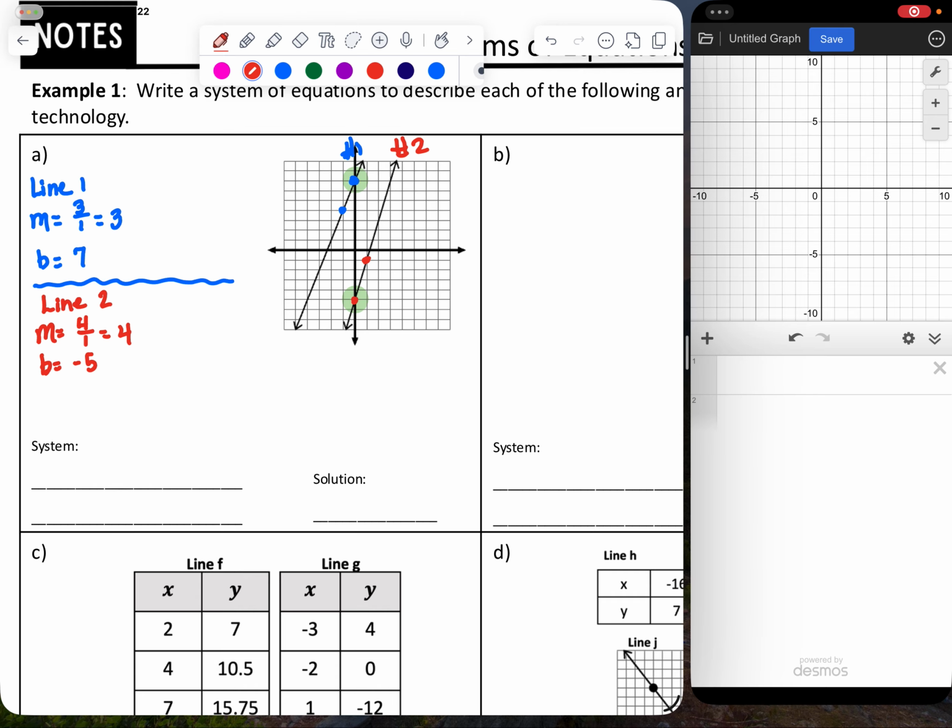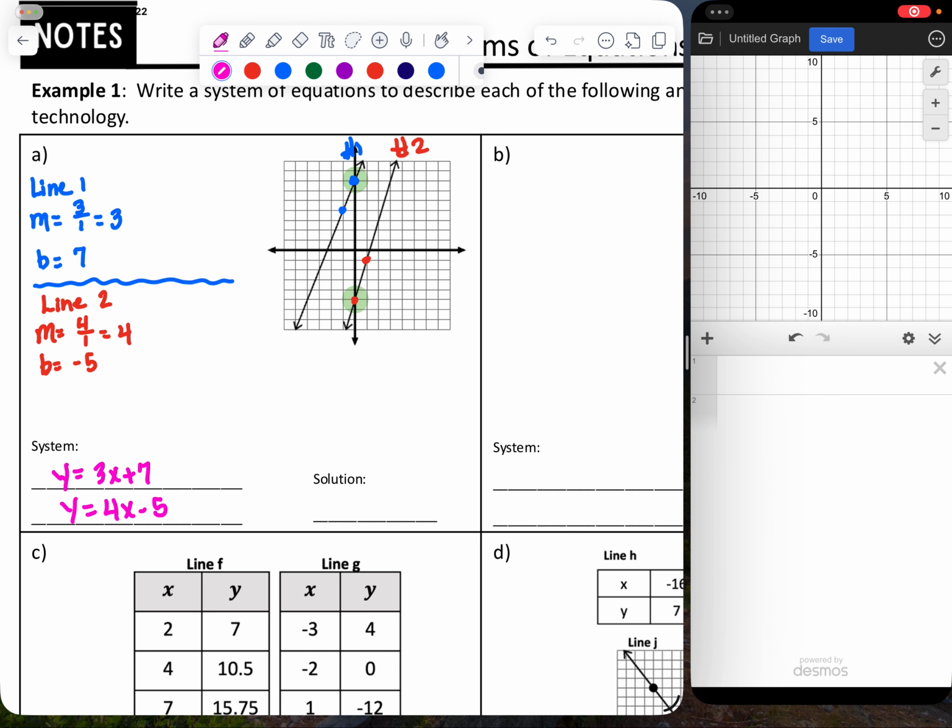Now that we know our critical information here, we can write our system. So our first equation is going to come from line 1, and it'll be y equals 3x plus 7. And our second equation of our system will be y equals 4x minus 5. And now we're going to find the solution.